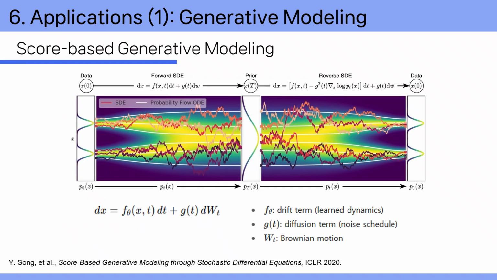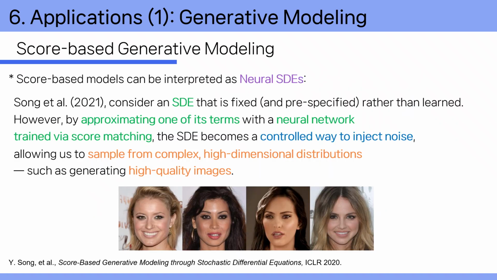Similarly, in score-based diffusion models, the mapping is defined by a neural SDE, where the dynamics are driven by Brownian motion. It allows us to sample from complex high-dimensional distributions such as images.